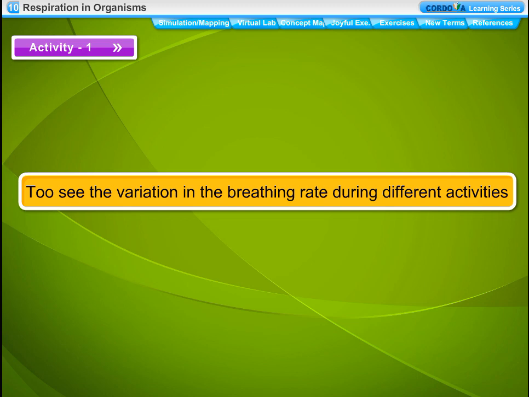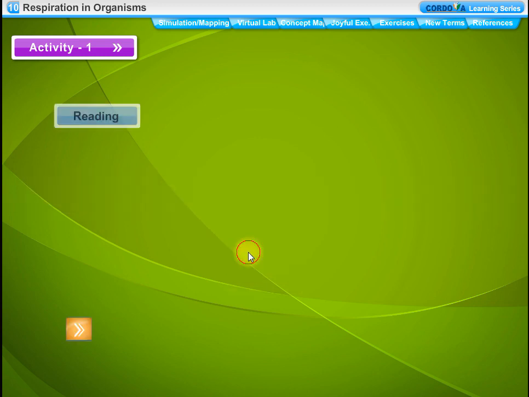Activity 1. To see the variation in the breathing rate during different activities. The various activities carried out by a person during a normal day. According to your experience, write in which activity the rate of breathing will be normal and in which activity it will be fast or faster. Write in the given blank space under each picture. Also, assign numbers to the pictures in the order of increasing rate.